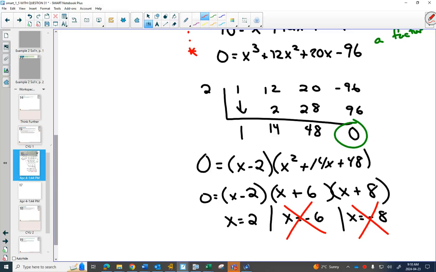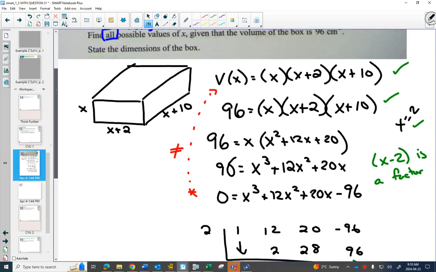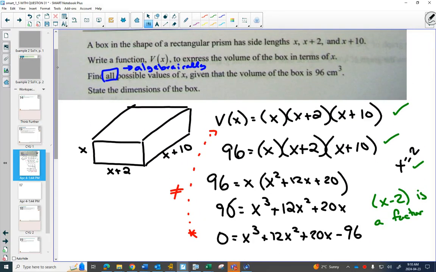The other thing about these word problems you have to be careful is that you should reread them at the end to make sure you've actually answered the question. Usually in a word problem, it's not bad to write a sentence to show that you've answered the question. And writing that sentence makes you reread. What are they trying to get us to find? Find all possible values of x, given that the volume of the box is 96. State the dimensions of the box.